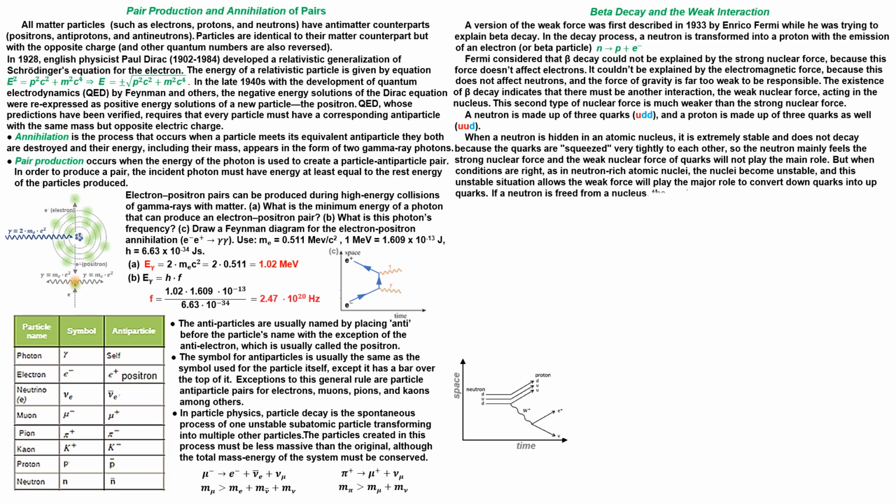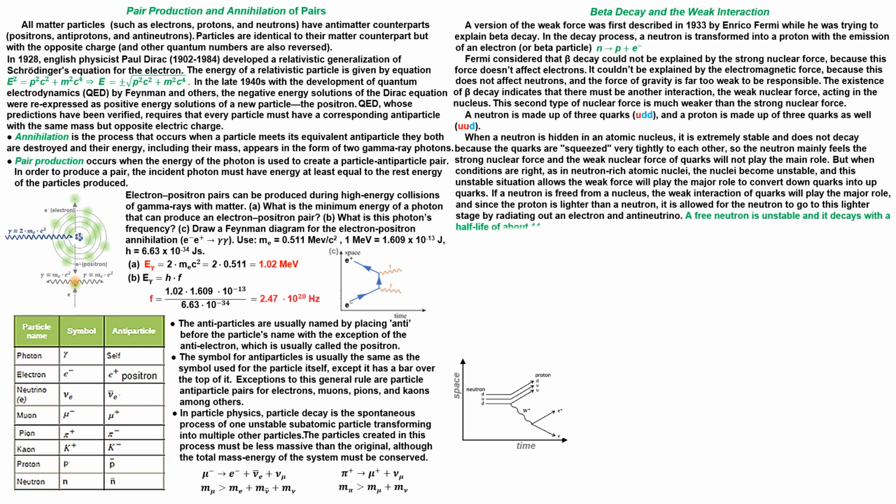If a neutron is freed from a nucleus, the weak interaction of quarks will play the major role, and since the proton is lighter than a neutron, it is allowed for the neutron to go to this lighter state by radiating out an electron and antineutrino. A free neutron is unstable and it decays with a half-life of about 11 minutes.